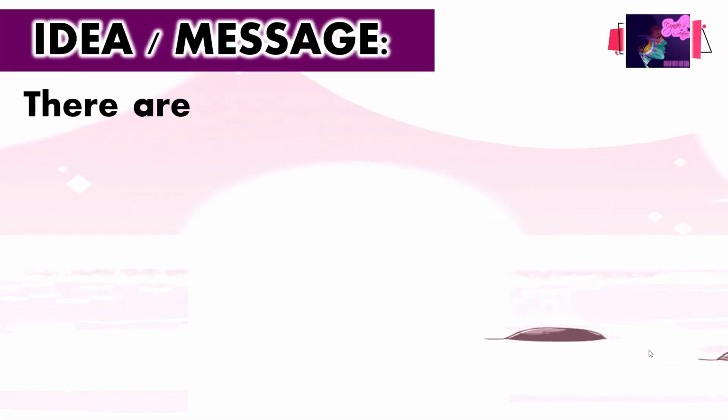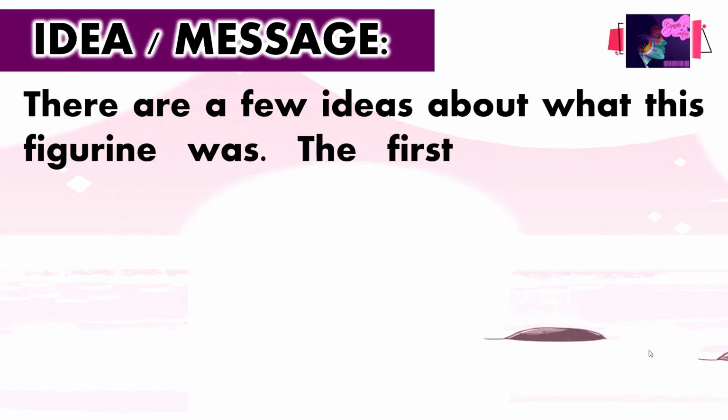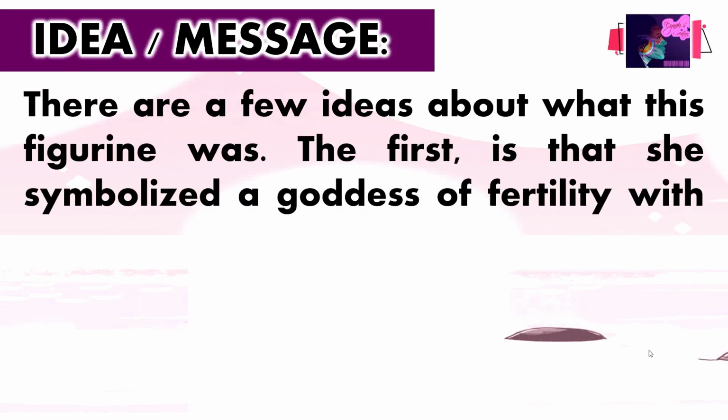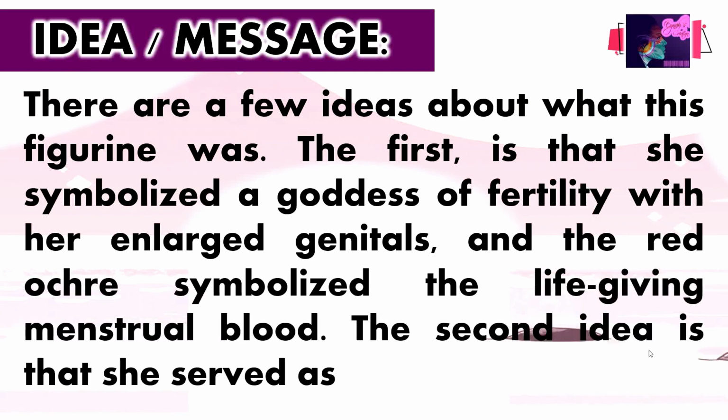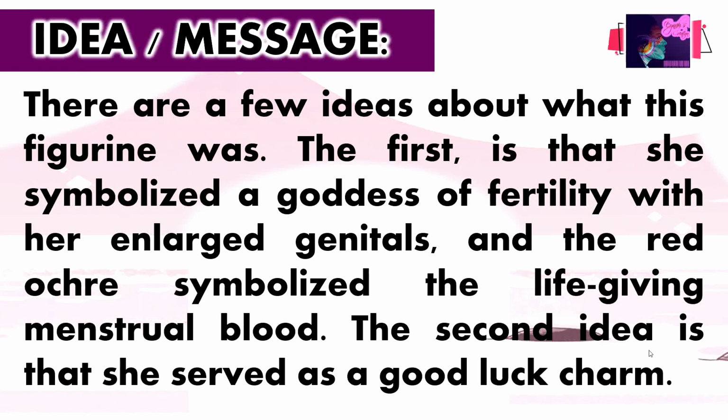For the idea and message, there are a few ideas about what this figurine was. The first is that she symbolized a goddess of fertility with her enlarged genitals, just like her breasts. And the red ochre symbolized the life-giving menstrual blood. The second idea is that she served as a good luck charm.